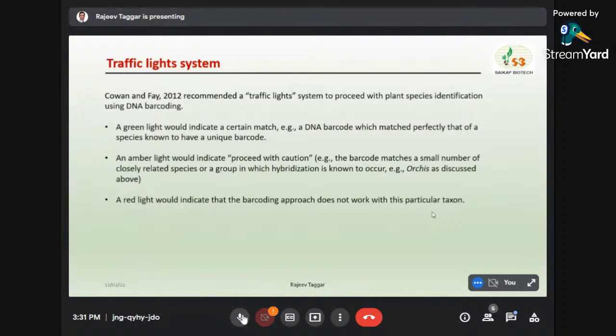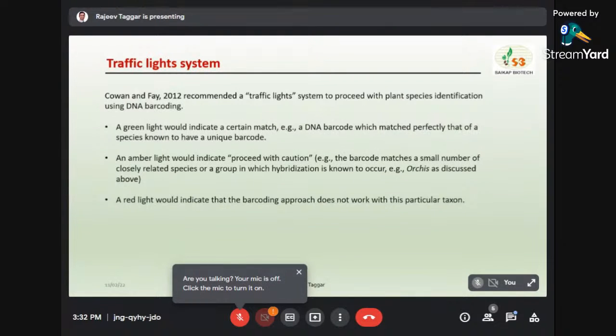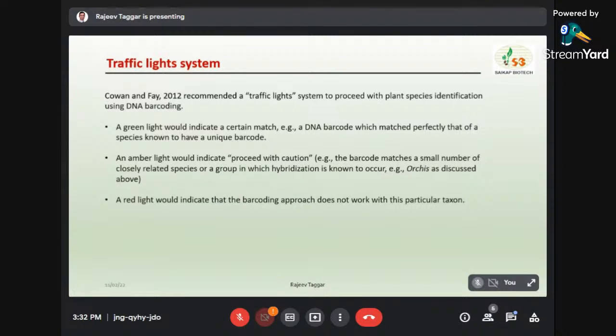Okay. So this traffic light system, like we discussed in some of the earlier slides, especially in plants, using DNA barcoding, this is not foolproof. You don't always get the identification. So broadly speaking, it's about 70% identification. In certain taxa, like in certain genera, in certain families, DNA barcoding is highly successful. And in certain areas, this is not that successful. It doesn't give very good results.